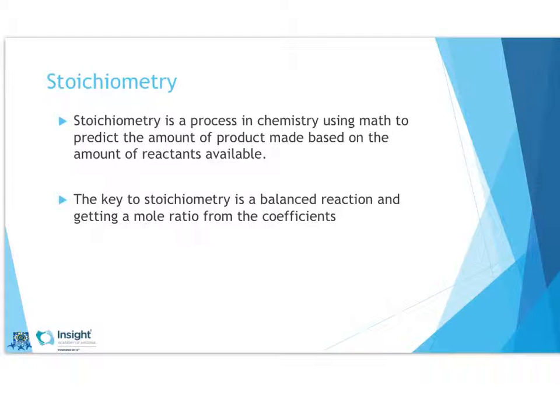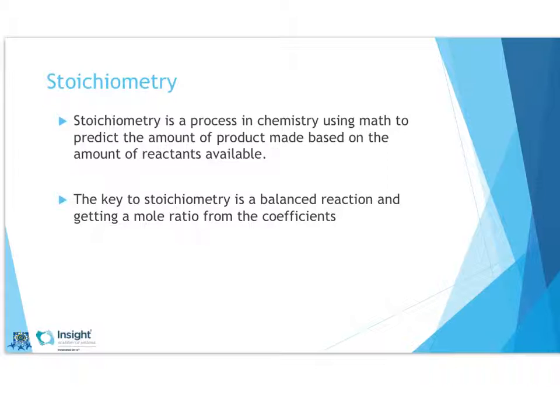So, stoichiometry is a process in chemistry. It is math related, so there is going to be some calculation involved here. And we use it to predict the amount of product that we're going to make, or we might use it to determine how much of another reactant we need in order to use up what we have, that sort of thing. So it's calculations that help us, based on a balanced equation, determine how much we can make based on what we have.